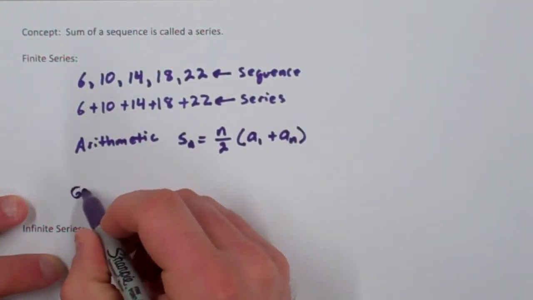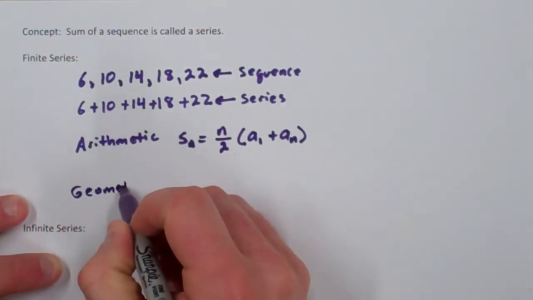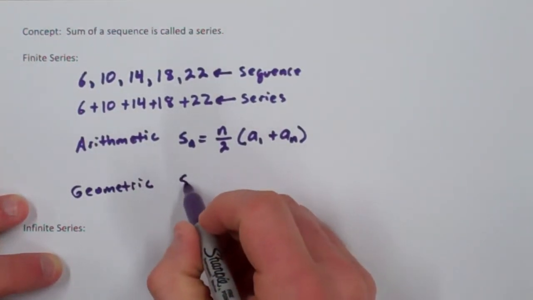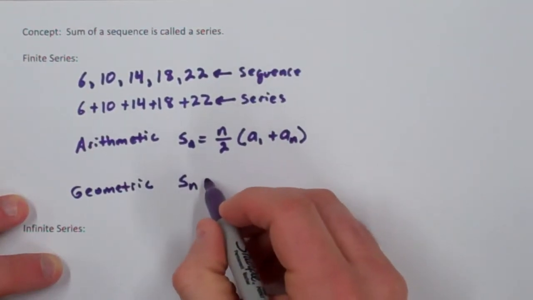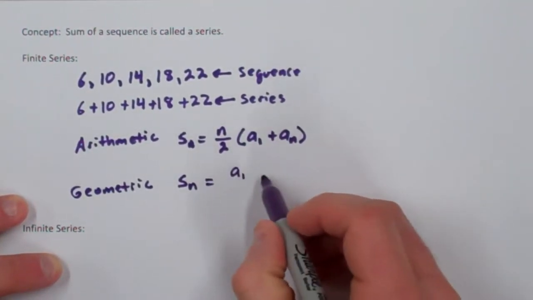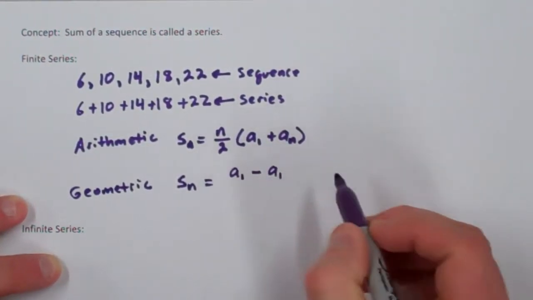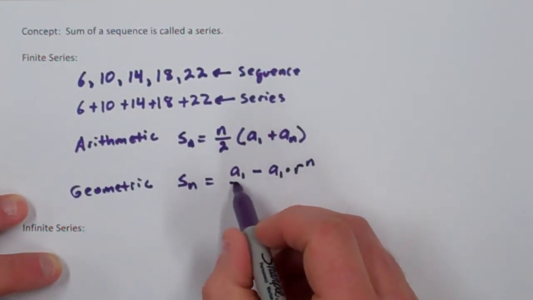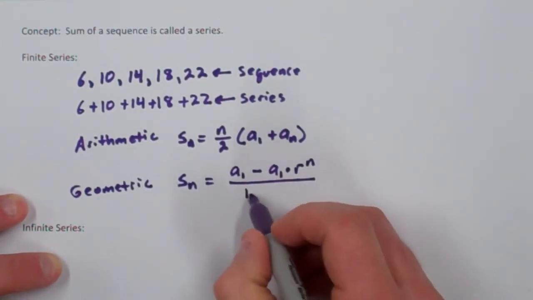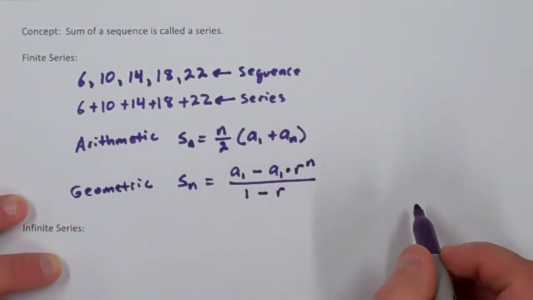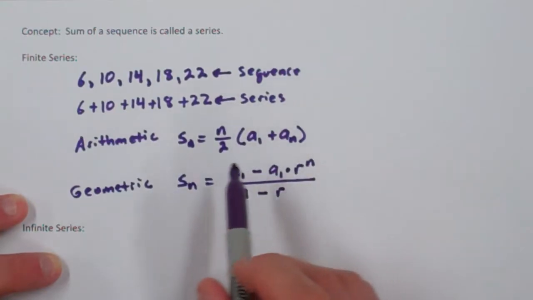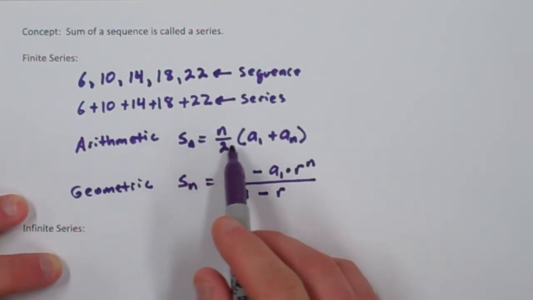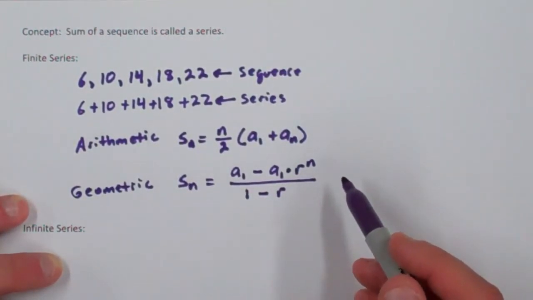For the geometric, the sum of a geometric is going to be the value of the first term minus the value of the first term times r to the n power, all over 1 minus r. All one needs to do is simply enter the values in, and you've got your answer.